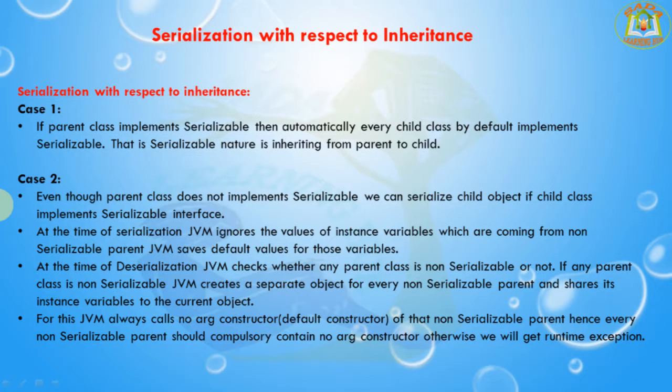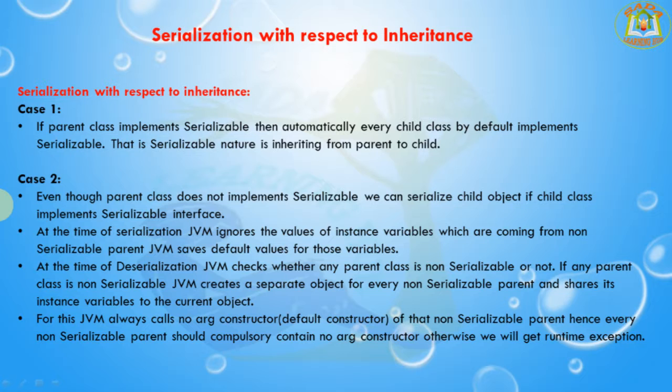Now, next I am going to discuss case 2. In case 2, even though the parent class doesn't implement Serializable, we can serialize the child object if the child class implements the Serializable interface. At the time of serialization, JVM ignores the values of instance variables which are coming from the non-serializable parent. JVM saves default values for those variables.